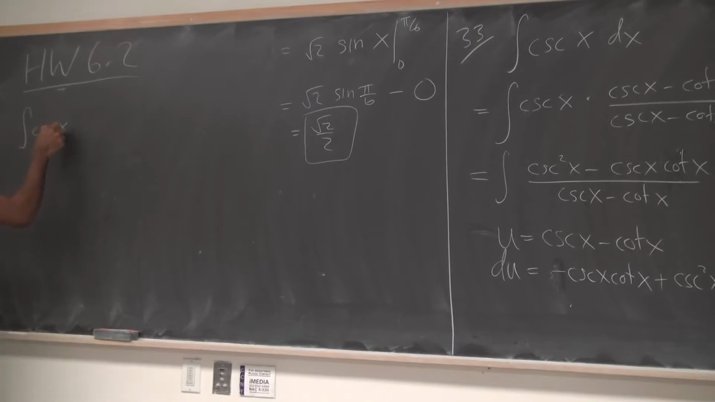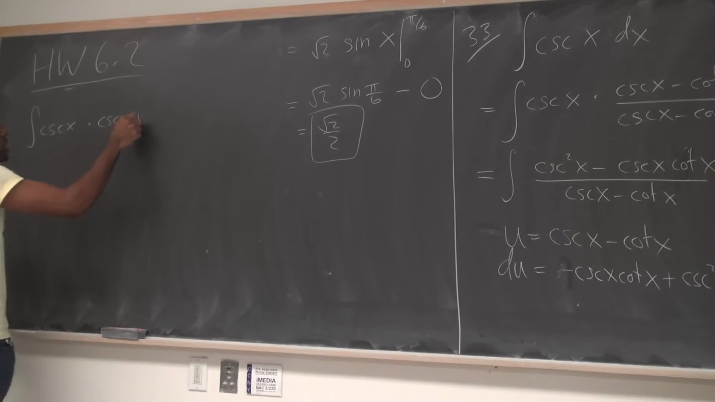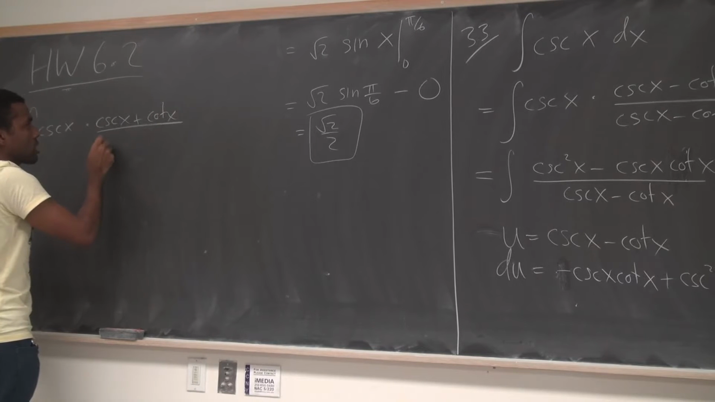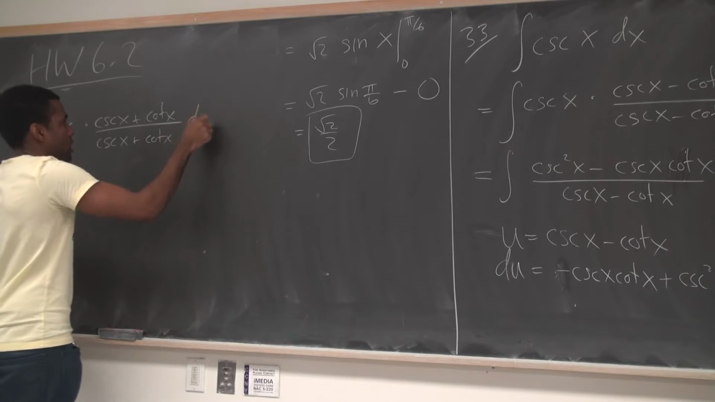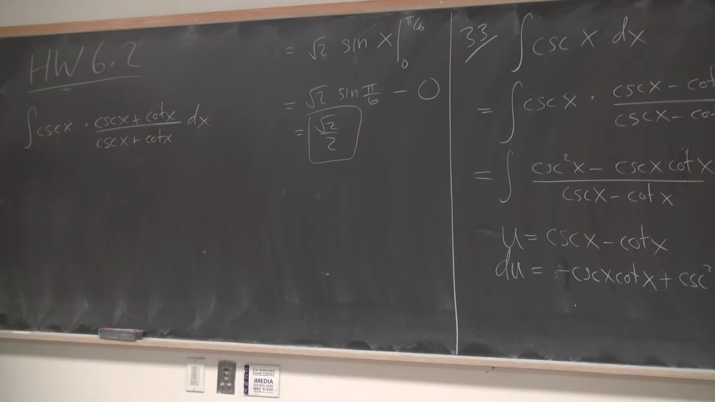Like secant, you multiply by cosecant x plus cotangent x? Yes, that's what you did? And what actually happened here? You get cosecant squared. Right, so on top you have cosecant squared and cosecant cotangent, but then your u is this, and your du would be what? Minus cosecant x cotangent x, minus cosecant squared.